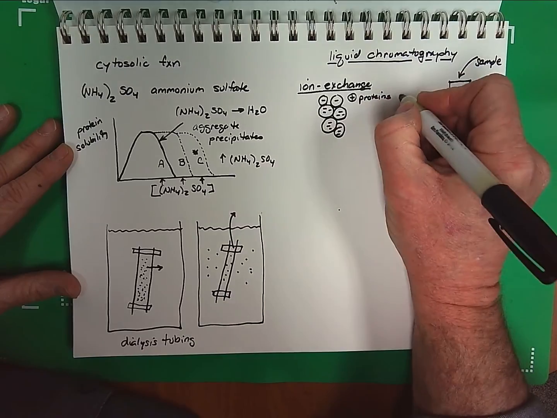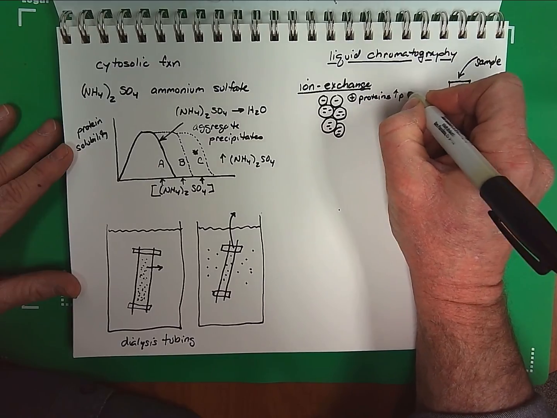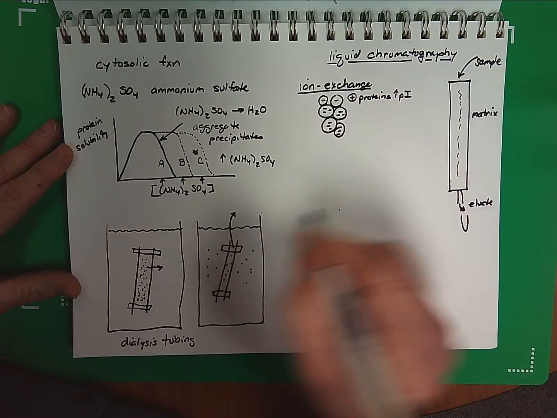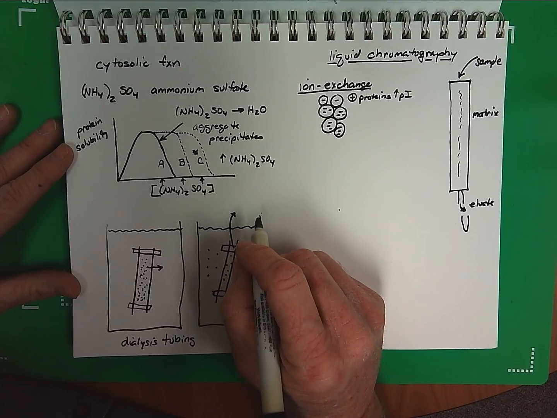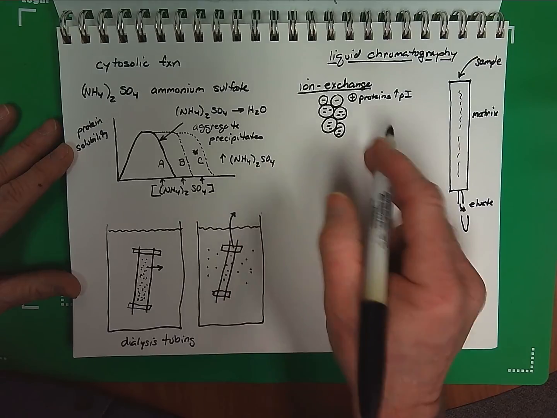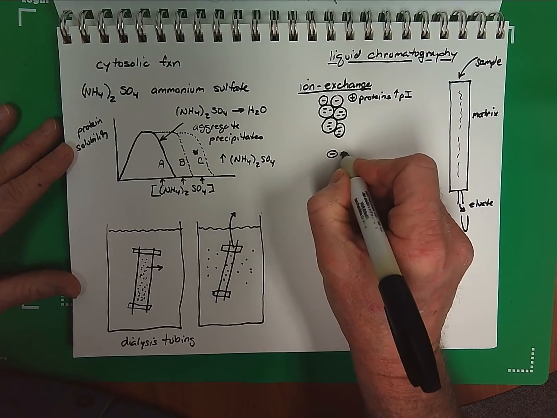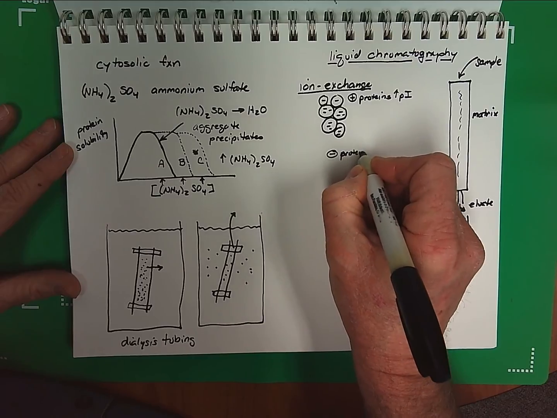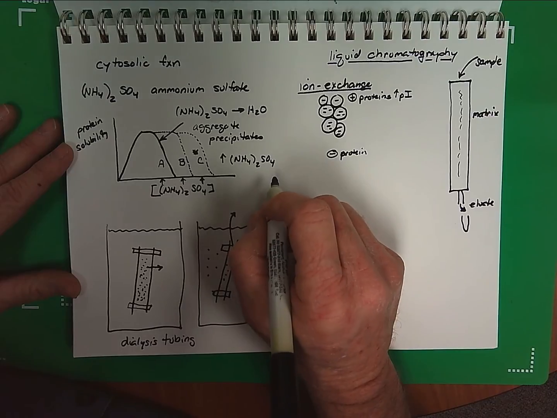So again, recall that these types of proteins have very high isoelectric points. They're positively charged. Once the negatively charged proteins have eluted from the bottom, they're now separated from the positively charged proteins bound to the matrix.